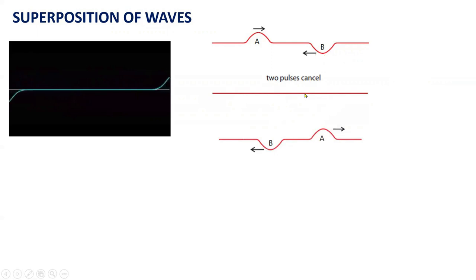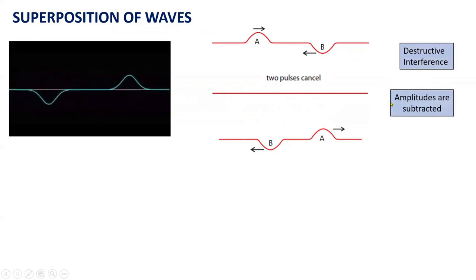And after that, wave pulses continue as it is. So the B continues to the left, A continues to the right. And that's what is happening in this particular diagram. And this is why amplitudes are getting subtracted and hence the name destructive interference.